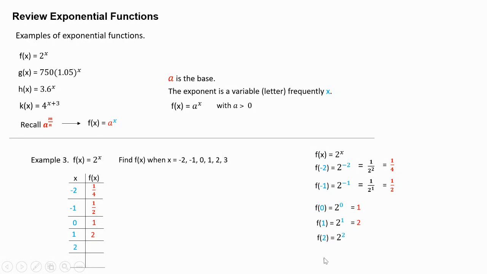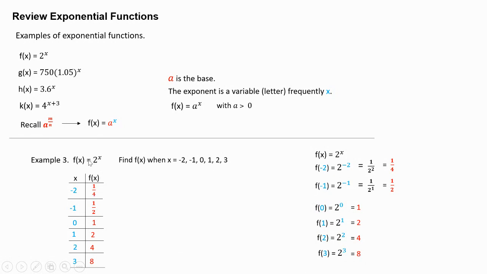Then when x is 2, we follow the same procedure. So it will be 2 to the second power equals 4. So f of 2 equals 4, y equals 4. And the same thing when x equals 3. So 2 to the third power equals 8. Okay, now, how do we graph it?